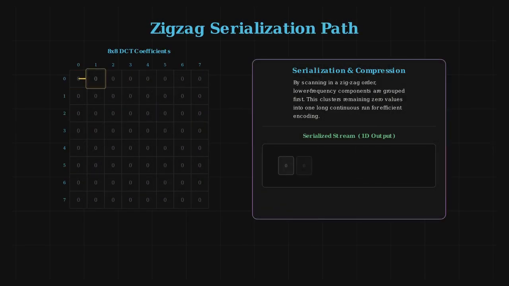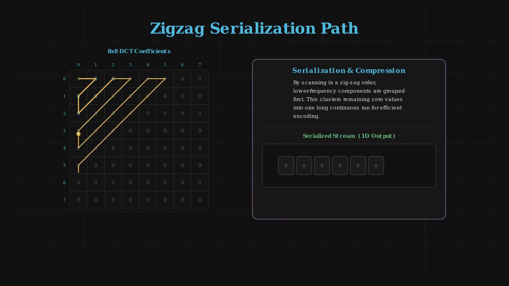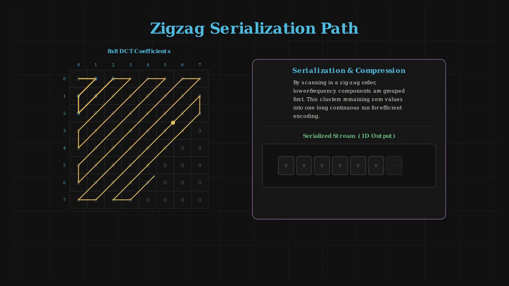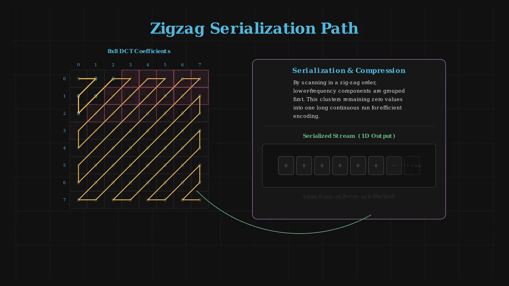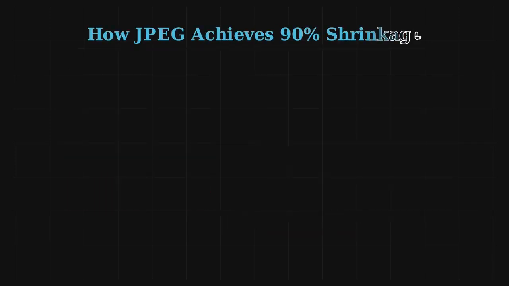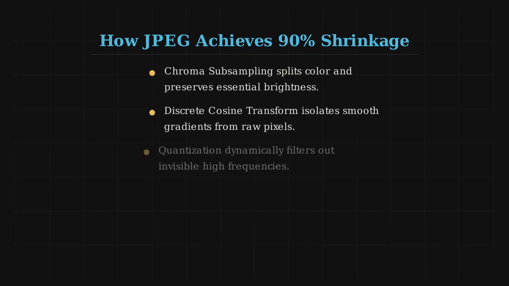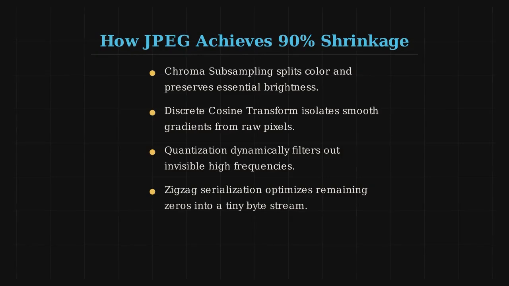To store this efficiently, JPEG performs a zigzag scan, tracing a path from the top left to the bottom right. This groups all remaining non-zero values first, packing the long trails of useless zeros at the end into a tiny, easily compressed stream.